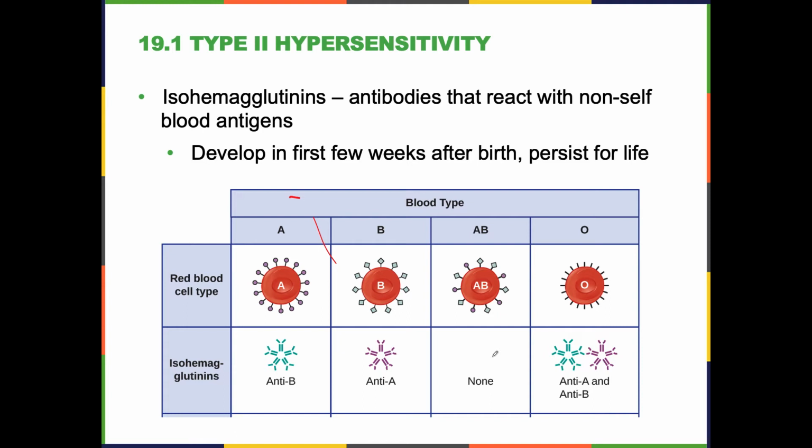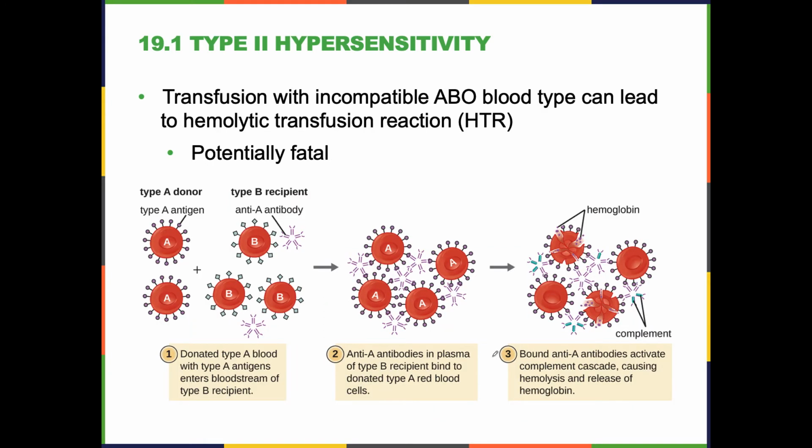This is the situation that you're at. If you receive a transfusion with an incompatible blood type, this can lead to something called a hemolytic transfusion reaction, or simply HTR. And it can be potentially fatal because of the mass amount that you get. Typically, you're going to get a lot of blood. So we have a type B.